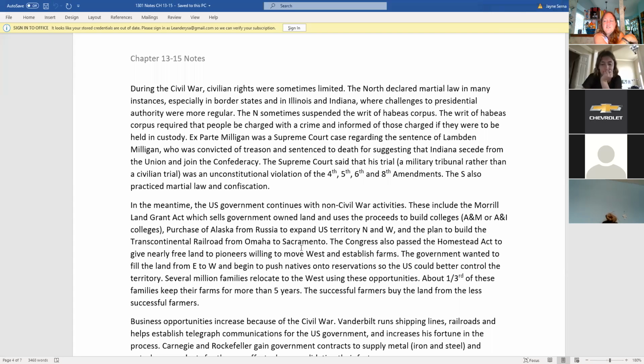He's going to appeal that to the Supreme Court, and the Supreme Court says, no, you can't do that. People can lose some of their rights during war, but not those. So the Supreme Court said that even in the case of a war, you can't suspend the writ of habeas corpus, and you can't deny all of your 4th, 5th, 6th, and 8th Amendment rights.